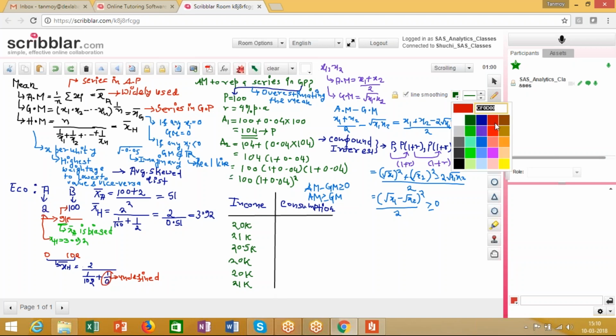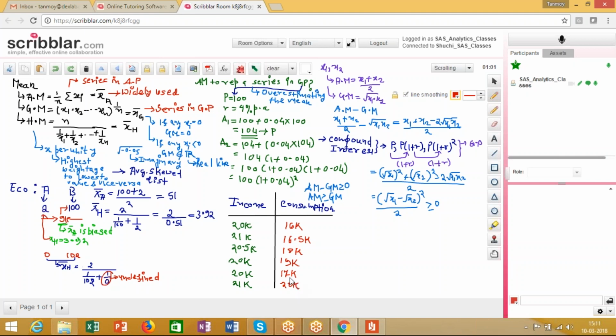Along with these values, I also have the consumption values. Say the consumption is 16K, then 16.5K, 18K, the next is 19K, 17K, and 20K.